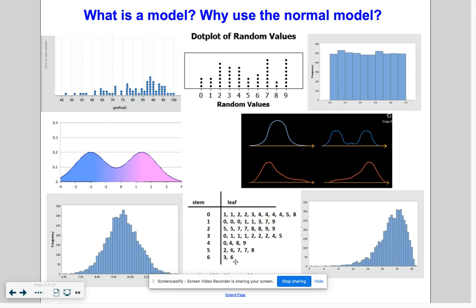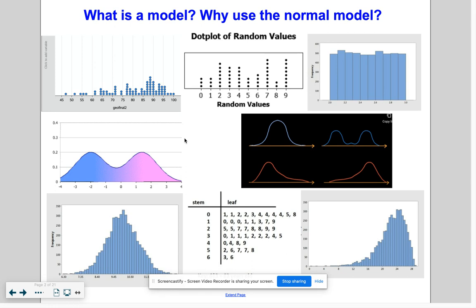It looks like it kind of has a normal shape, but you'll see that it's skewed to the higher numbers. This set of data at the bottom right is skewed to the lower numbers. This one in the middle left is what we call bimodal. In all these situations, if you get data like this, you're not allowed to use a normal model when you're trying to do probabilities.